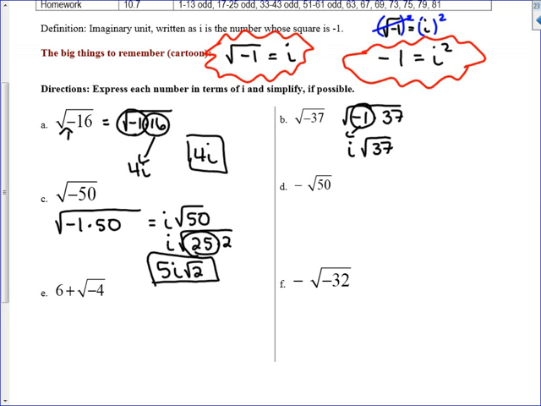How about D? Is D going to be an imaginary answer or a real answer? Got 2 votes for real. Anybody else? It is real. Why is this one real? Yeah, negatives outside. So make sure you're paying attention to where the negative signs are. It makes a big difference. This one is real because the negative's outside.